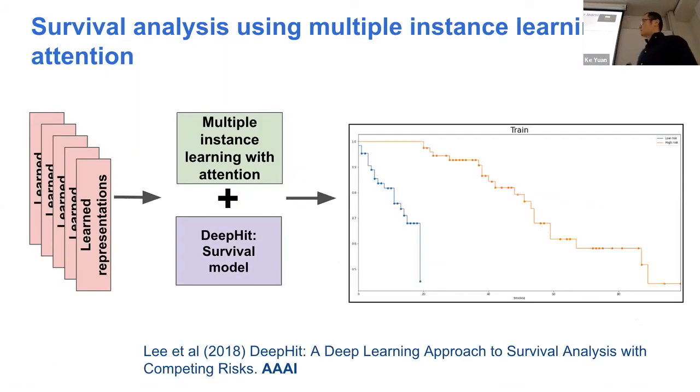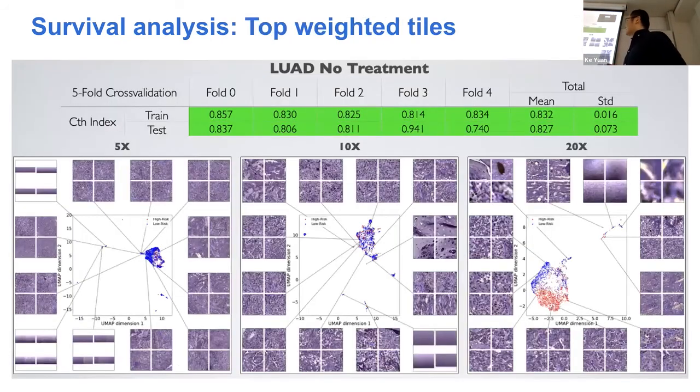Here's another example of multiple instance learning. This time we use multiple instance learning and attach a survival learning model. You don't need to worry about the details of the survival model. The take-home message is that in this case we're able to distinguish higher and lower risk very well, and this we think is a clear example of overfitting to the data that we have.